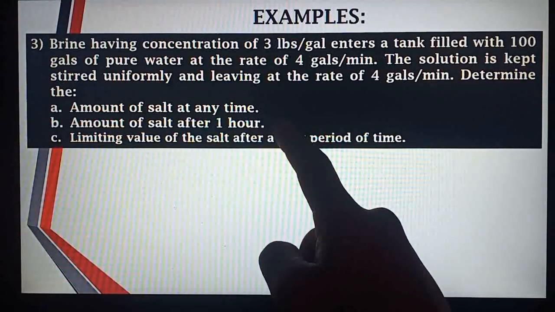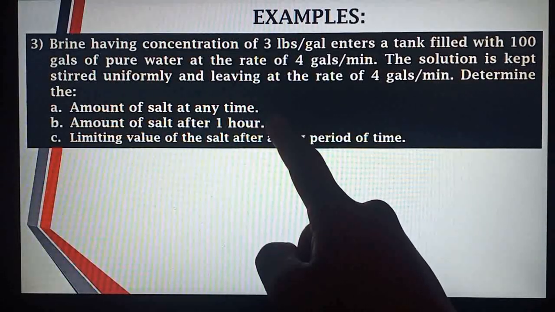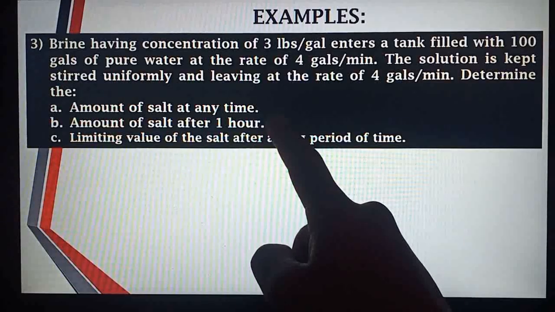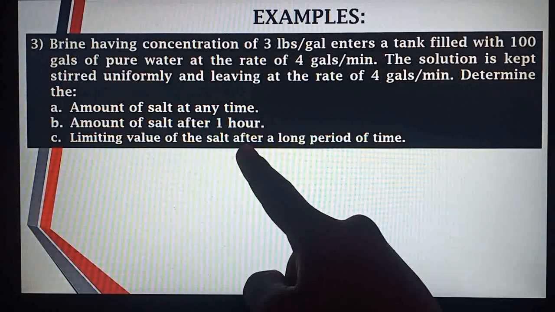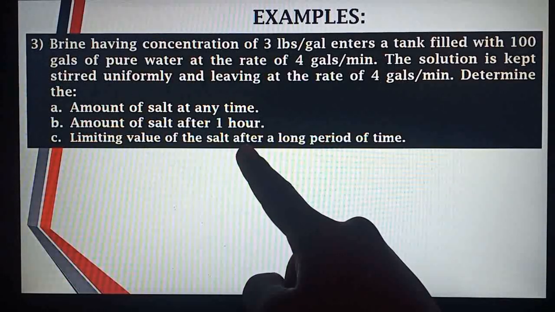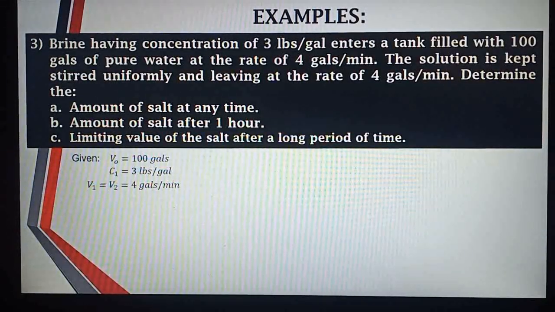So after we get the equation of M with respect to T, we substitute 1 hour to get the amount of salt. Then for letter C, we have to compute the limiting value of the salt after a long period of time. So this is the dm over dt approaching 0. So let's start.